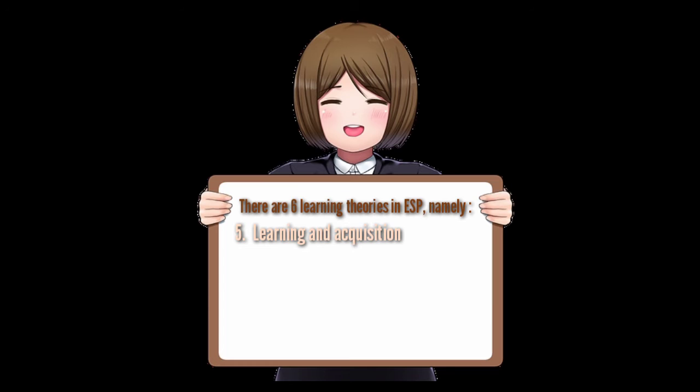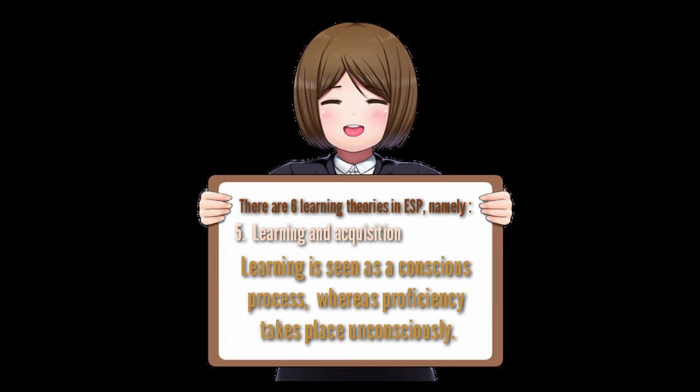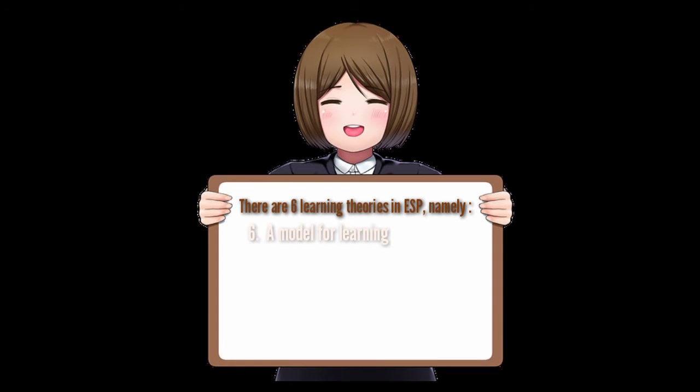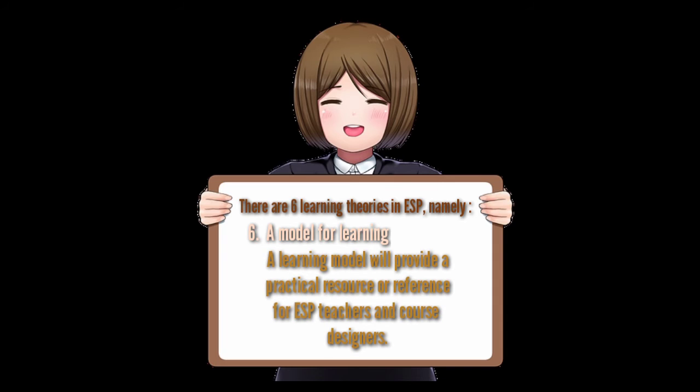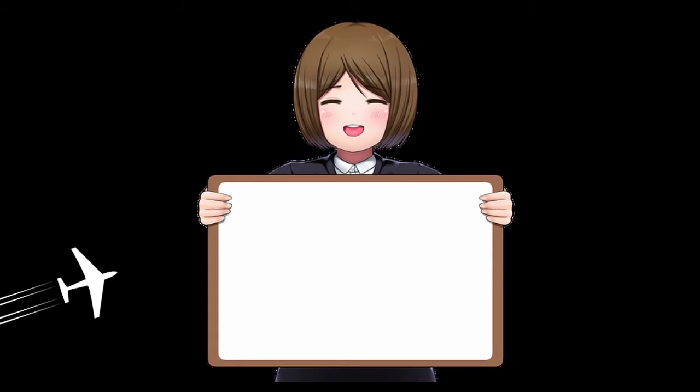Number five, learning and acquisition. Learning is seen as a conscious process, whereas proficiency takes place unconsciously. Number six, a model for learning. A learning model will provide a practical resource or reference for ESP teachers and course designers.